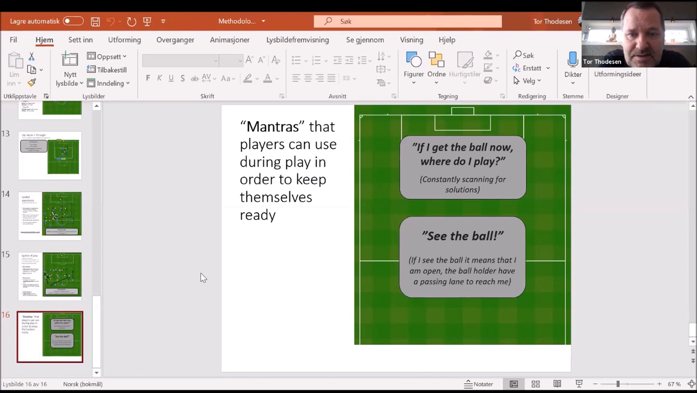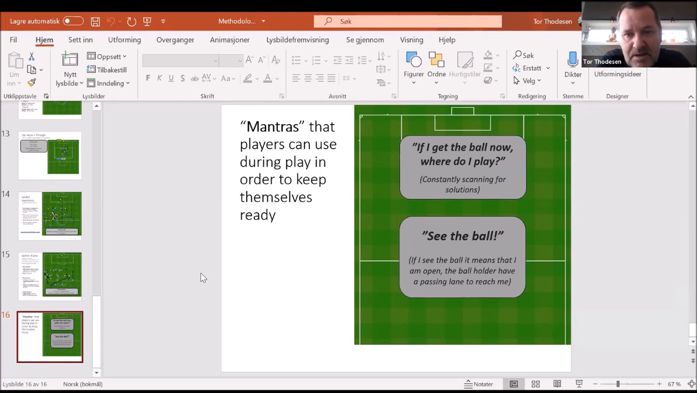And then another one is just see the ball. That means if I see the ball, then there is no one between me and my teammate with the ball, which is a sign of a passing channel being open. So if I can't see the ball, meaning there are legs in between, there are arms or bodies in between, then I'm not in the correct position. So that should also be a mantra, that I need to see the ball, which tells me then I'm available. And to get them to work on this in the rondos, that they want the ball all the time. So see the ball means that I'm open and I can have it.